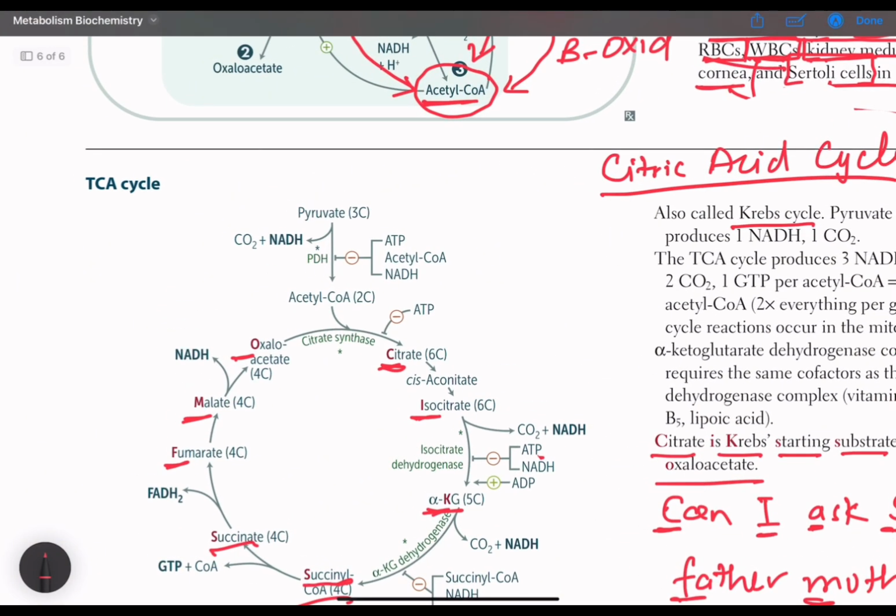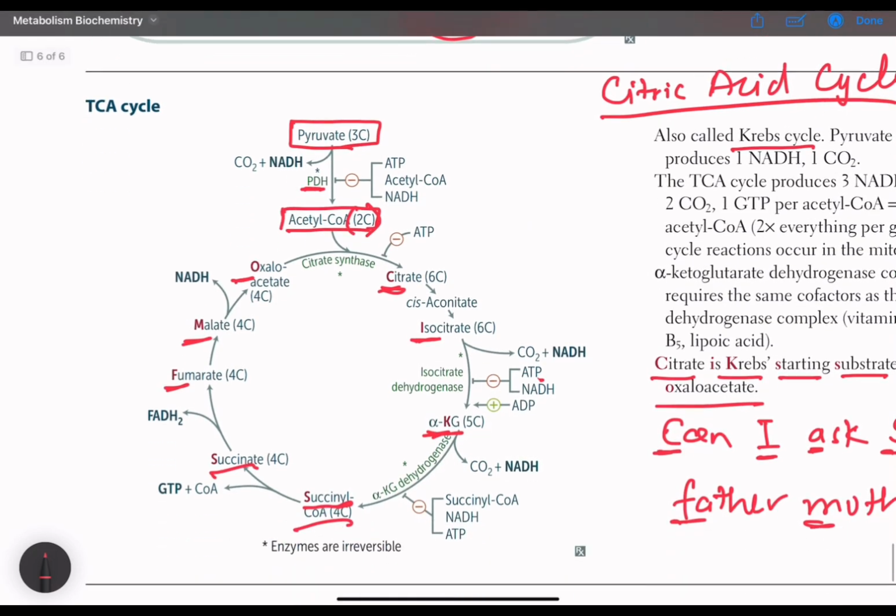So first of all, the TCA cycle. The pyruvate is converted into acetyl-CoA, a two carbon structure, by pyruvate dehydrogenase. If you look at the reactions of the TCA cycle, there are three reactions which are irreversible or regulatory reactions. The first irreversible reaction is the conversion of oxaloacetate into citrate, or the combination of acetyl-CoA with oxaloacetate via citrate synthase. Then the conversion of citrate into isocitrate occurs via aconitase.